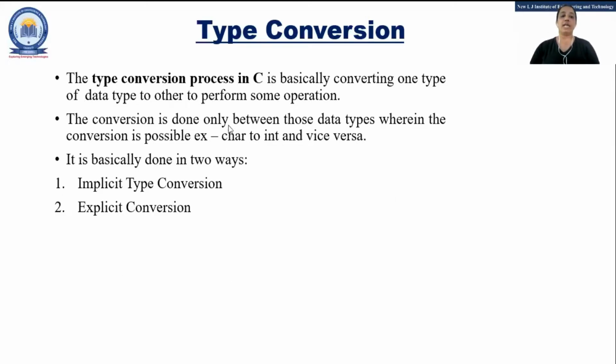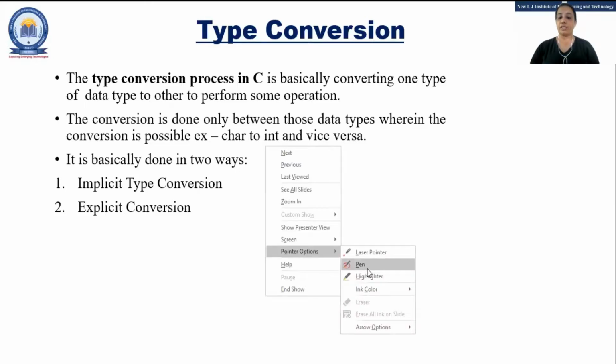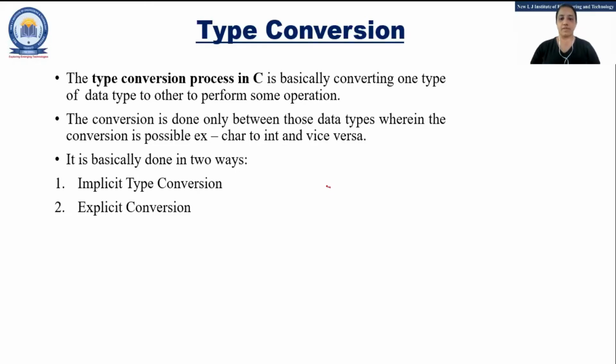So type conversion. There are basically two ways that we have seen: either implicit conversion or explicit conversion. As I have told you, suppose you are doing the addition of two numbers, for example one is 5 and another one is 6.5. This is called mixed mode arithmetic, that means both operands are not of the same data type.